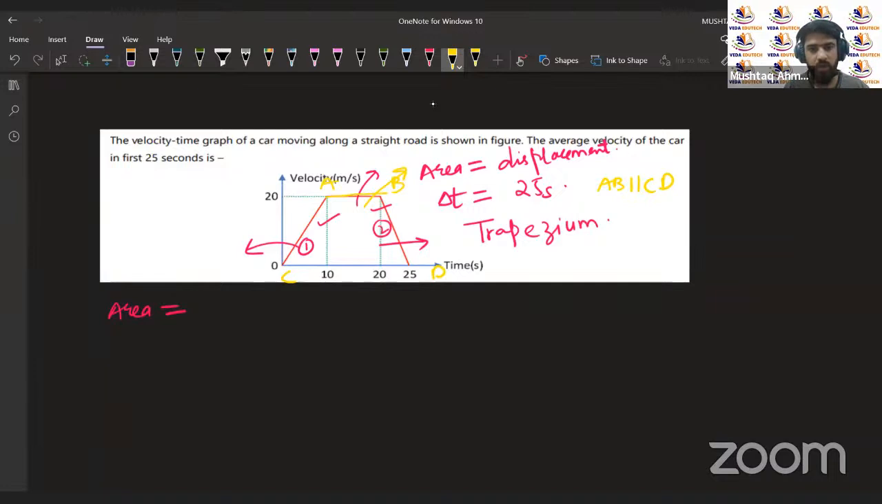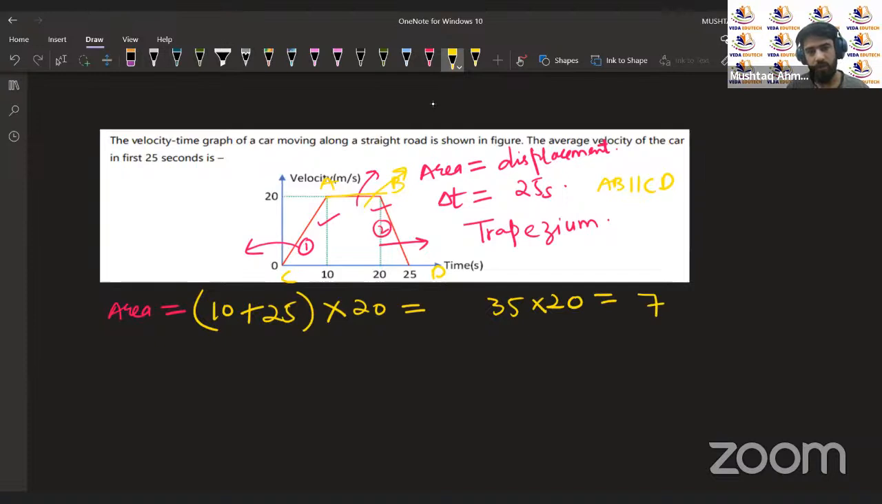So between A and B, the length of this side is 20 minus 10, that's 10, and the other side of this trapezium is 0 to 25, so it will be 25. That's the sum of parallel sides. And the distance between these two parallel sides AB and CD is 20. So we'll multiply it by 20. So the total area will be 35 multiplied by 20.